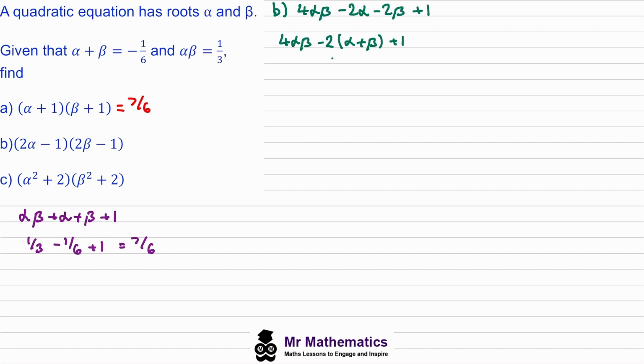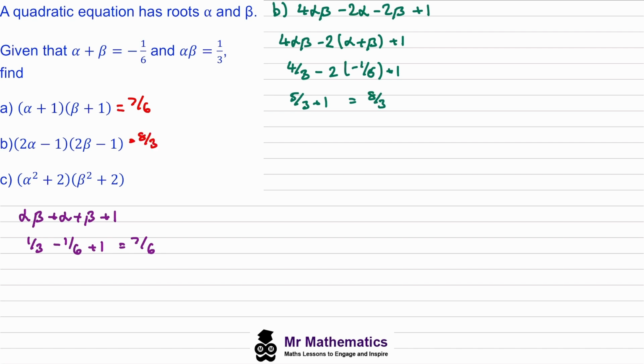And again, we can substitute in the alpha beta, which is 1/3. So multiply that by 4, and we get 4/3, minus 2 lots of alpha plus beta, so -1/6. And then plus the 1. We can tidy this up to make +1/3. So you get 5/3 plus 1, which gives us 8/3.